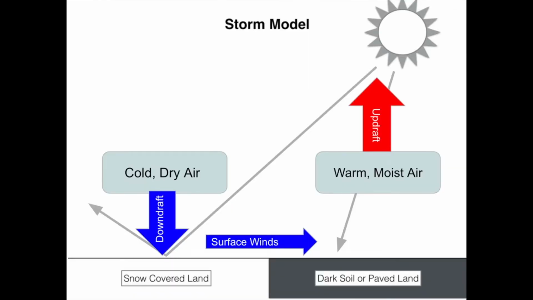When this warm, moist air rises up, it leaves a void behind that we can't have. So air on the surface from the downdraft fills in under the warm, moist air. This movement of air is called surface winds.